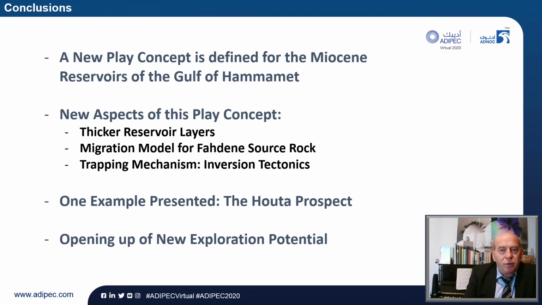So a quick wrap up of the conclusions of this presentation. We defined a new play concept for the Miocene reservoirs in the Gulf of Hammamet. Aspects of this play concept are the thicker reservoir layers, the migration model for the Fahdain source rock along windows in the Langian unconformity, and the trapping mechanism invoking the inversion tectonics that have affected the area. One example is presented, the Houta prospect. We saw the stacked pay and the different methodologies of how the resources were calculated. And we strongly believe that this new play concept opens up new exploration potential for the Gulf of Hammamet.